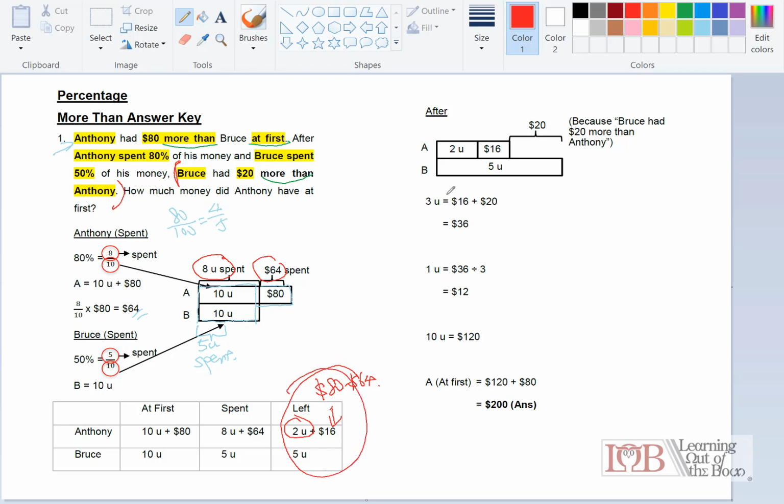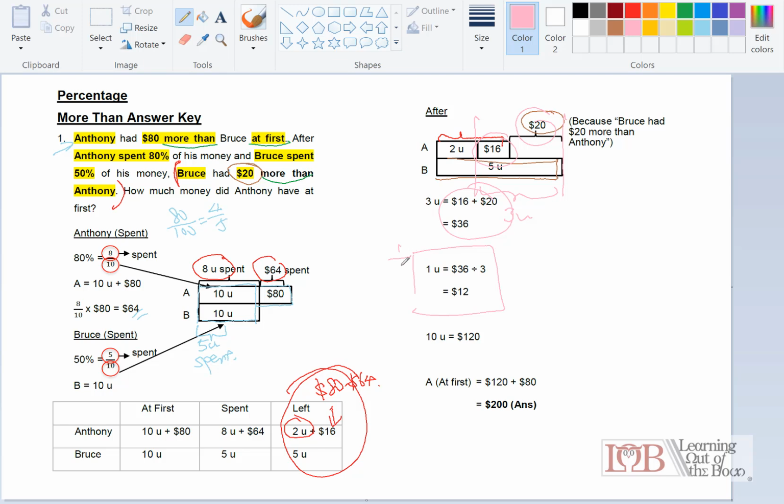3 rows. So Anthony will have 2U plus 16, which is 2U plus $16, and then Bruce has 5 units. Okay, this one pretty straightforward, and then the difference is actually $20 here. Okay, so you can see that the difference is actually 3 units, which is 16 plus 20, and it's equal to $36. Yeah, again 1U, same thing.